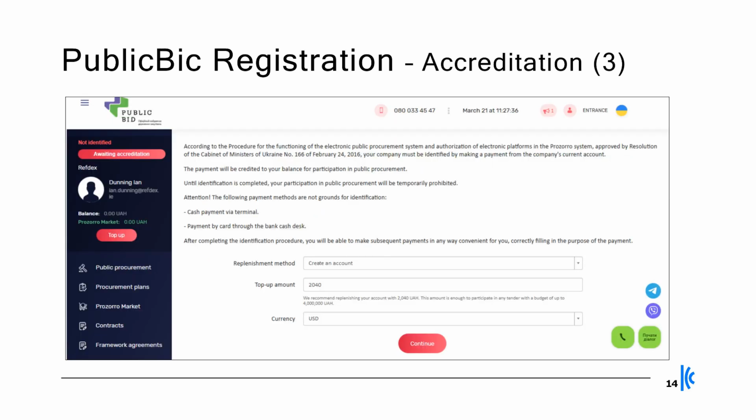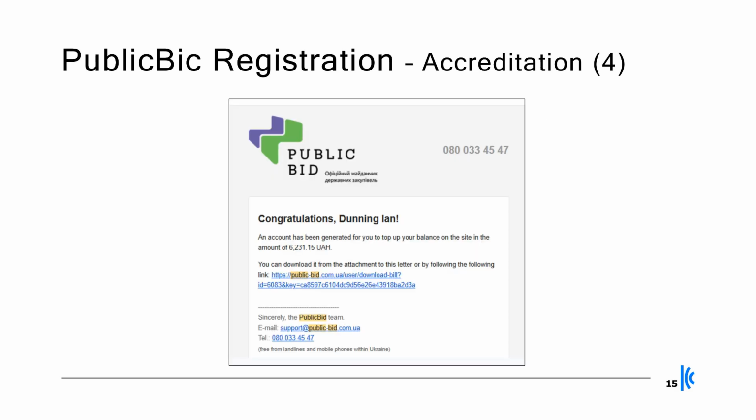Here you should choose the option Create an Account, then add the amount you will pay. But please note that the 2040 is the suggestion for the hryvnia amount. At your choice, you will be invoiced in US dollars or euros. Therefore, you should put the US dollar or euro amount you want to pay, so about $100 or euros, not 2040. Click on Continue and a PDF invoice will be generated. It will also be sent to you by email. Here you can see an email containing the invoice.